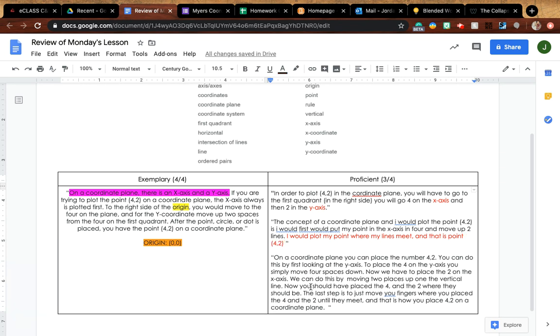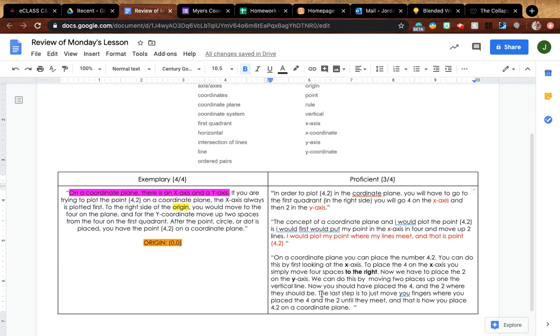Okay, and the last one says, on a coordinate plane, you can place the number (4, 2). You can do this by first looking at the y-axis. To place the 4 on the y-axis, you simply move 4 spaces down. So here we've got confusion with the x and y-axis again. So this one should say x-axis. To place the 4 on the x-axis, you simply move 4 spaces, and this should say to the right. Now you have to place the 2 on the y-axis. You can do this by moving 2 places up on the vertical line.